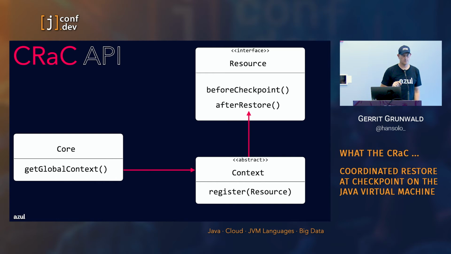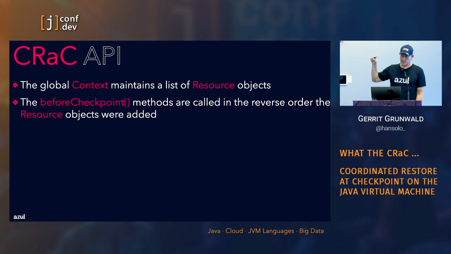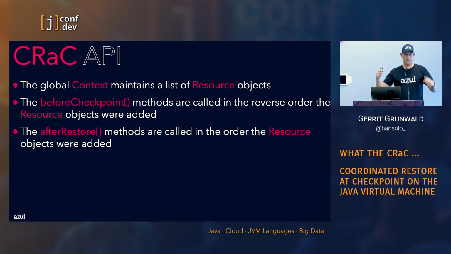And you define the order, because you can imagine you might have code that depends on each other. So you have a resource like the database, and the other resource will write to the database. That means the database has to be there first. So you define the order in which you register them, and then the context will take care of the order. It maintains a list of all the resources, and when you call the beforeCheckpoint methods, they will be called in the reverse order you registered them, which makes sense. You register A, B, C, and then you stop the JVM and you do C, B, A, to make sure they are in the right order. And when you restore it, it will again be A, B, C, to make sure it's in the same state as when you started up.